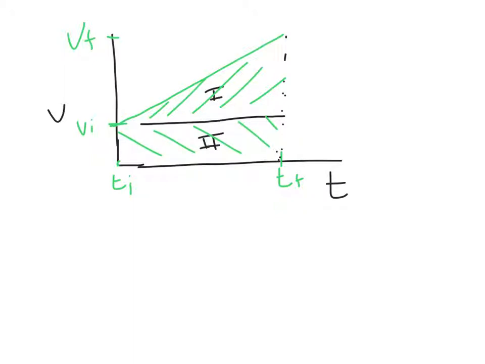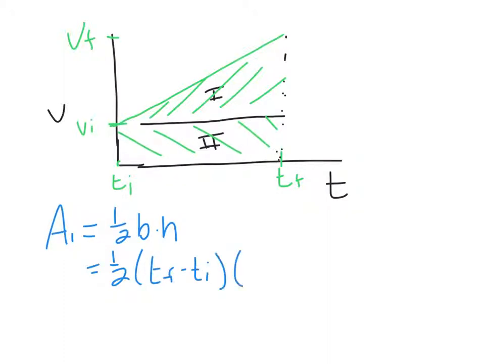Again, because area gives you displacement. So starting with the area of 1, which is the triangle. Area of a triangle equals 1/2 base times height. So this will be 1/2 times the base of my triangle, t final minus t initial, times the height of my triangle, v final minus v initial. So this equals 1/2 delta t delta v. Delta, again, just final minus initial.